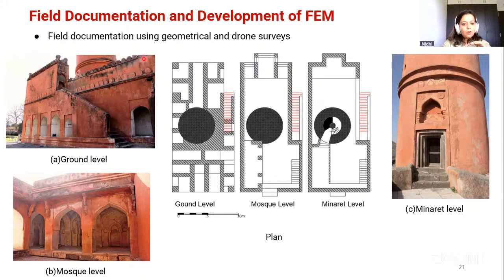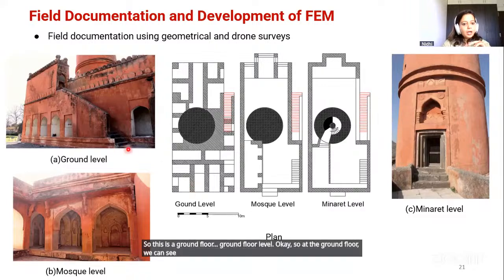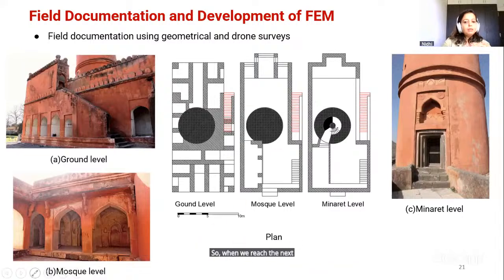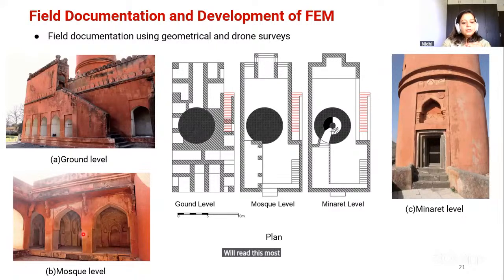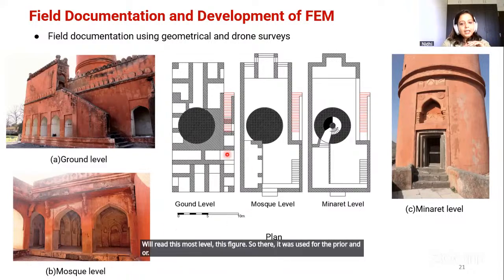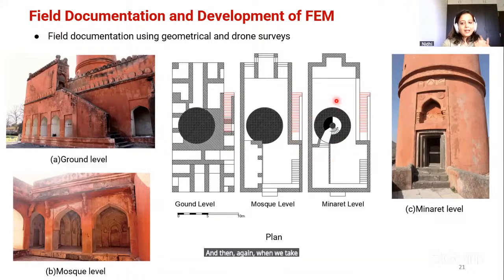So this is the ground floor level. At the ground floor, we can see the staircase going up. When we reach the next level, we will see the mosque level. From the ground floor, if you take this staircase, we'll reach this mosque level. There it was used for prayer and all. And then again, when we take this spiral staircase, we come into the minaret level, right?